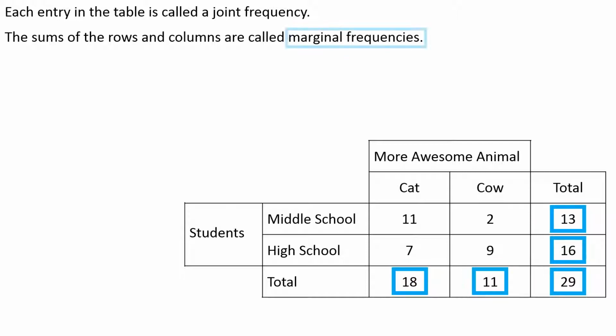So those are the marginal frequencies. Again, we don't call them marginal because they're lesser. We call them marginal because they are on the margin, right? They're on the edge, the outside. So the joint frequencies are the inner part of that table. And then the marginal frequencies are kind of like our totals and grand total.